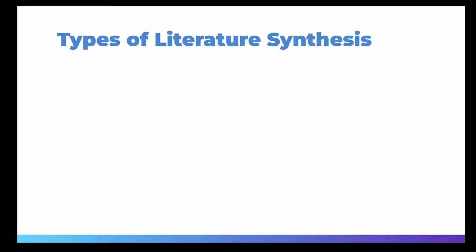Tarocco categorizes synthesis of literature into 5 types. I'm going to give you a brief description and a list of studies from that category that you can look at later. I'll provide you with the full citations in the descriptive box below this video.